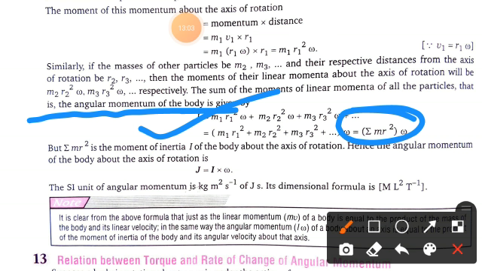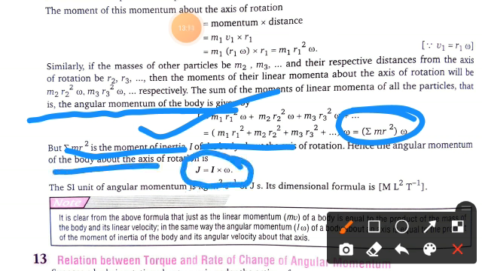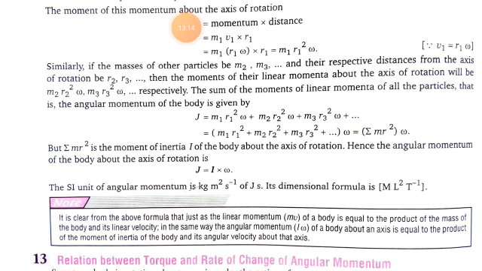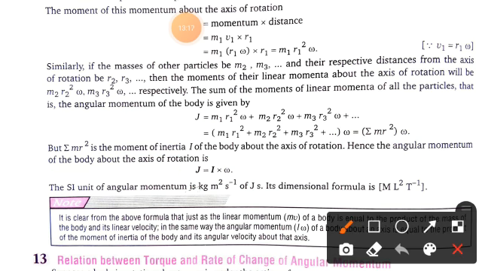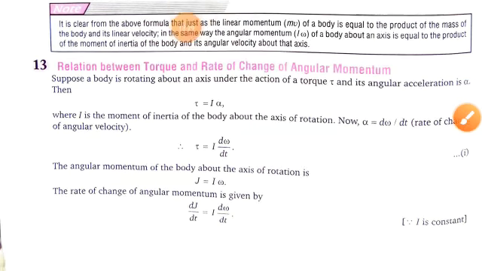But summation of m r square is the moment of inertia I of the body about the axis of rotation. Hence the angular momentum of the body about the axis of rotation is J is equal to I omega. The SI unit of angular momentum is kg meter square per second or joule second. This is the unit of angular momentum. And the dimension formula we talk about is M L square T minus 1.